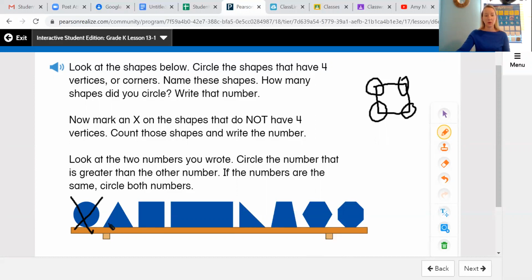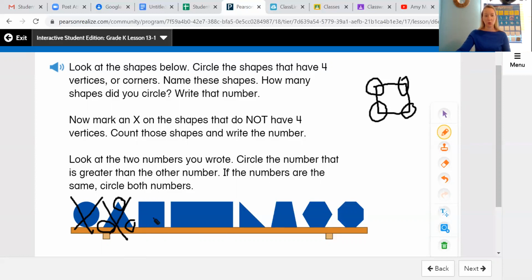Let's look at the triangle. How many vertices does the triangle have? I see 1, 2, 3. Oh, only 3 vertices. Can that shape be behind the door? Nope. So we're going to cross it out.